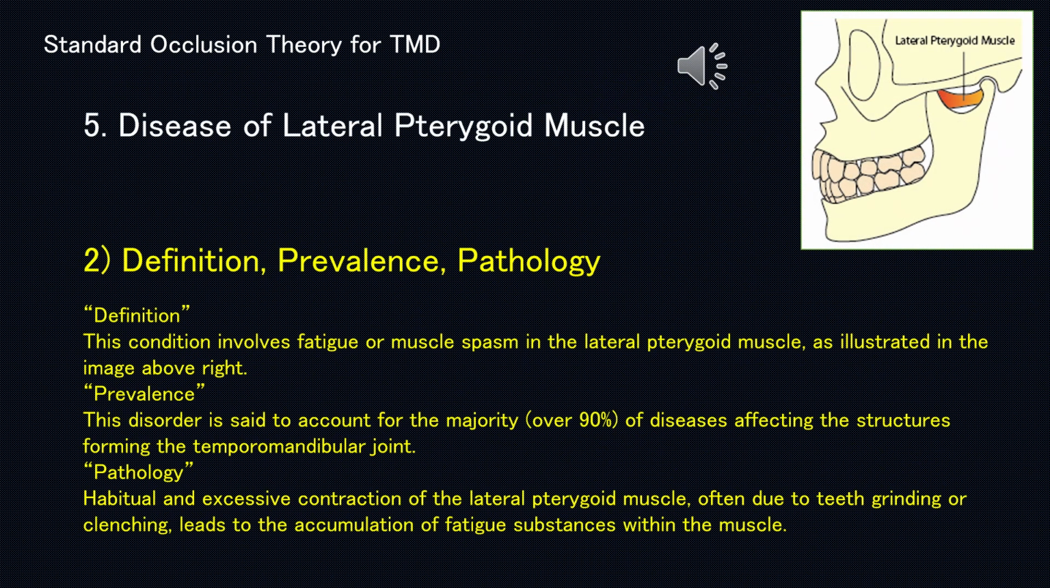2. Definition, prevalence, pathology. Definition. This condition involves fatigue or muscle spasm in the lateral pterygoid muscle, as illustrated in the image above right. Prevalence. This disorder is said to account for the majority, over 90%, of diseases affecting the structures forming the temporomandibular joint. Pathology. Habitual and excessive contraction of the lateral pterygoid muscle, often due to teeth grinding or clenching, leads to the accumulation of fatigue substances within the muscle.